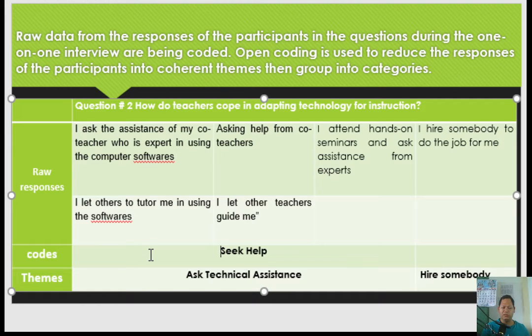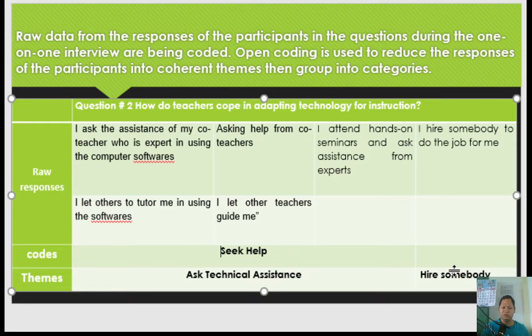Again, in making codes, make sure they are related to the raw responses of your participants. Then I give the theme. Since your participants are looking for help, I put technical assistance as the theme. Another response is somewhat different from the others: I hire somebody to do the job for me. Here I didn't write any code, I just put it directly to the theme. Hire somebody, because it's already obvious.